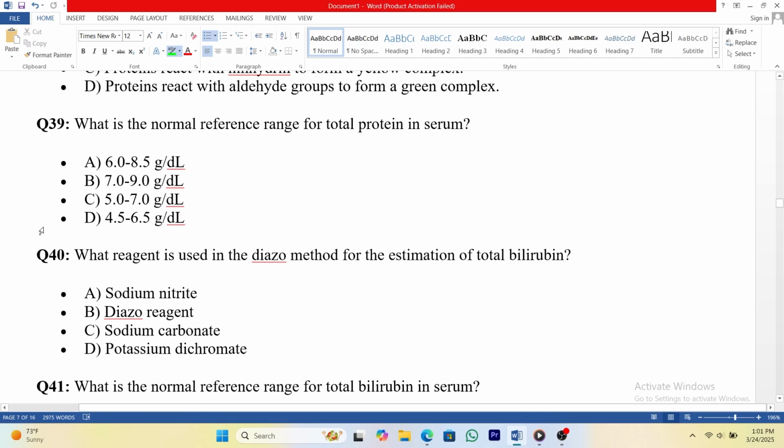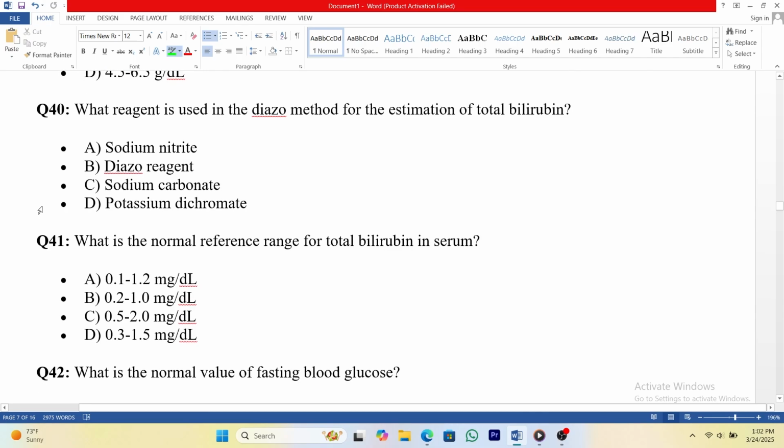39. What is the normal reference range for total protein in serum? A. 6.0 to 8.5 g/dl. B. 7.0 to 9.0 g/dl. C. 5.0 to 7.0 g/dl. D. 4.5 to 6.5 g/dl. Answer: A.